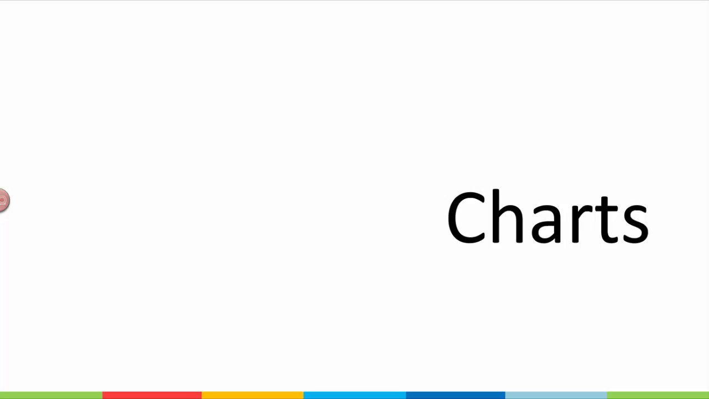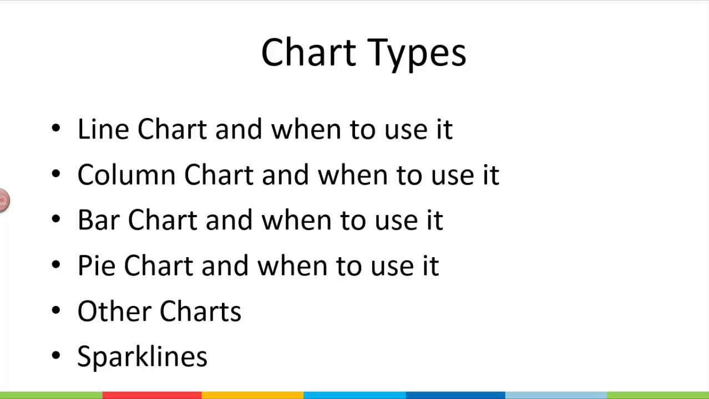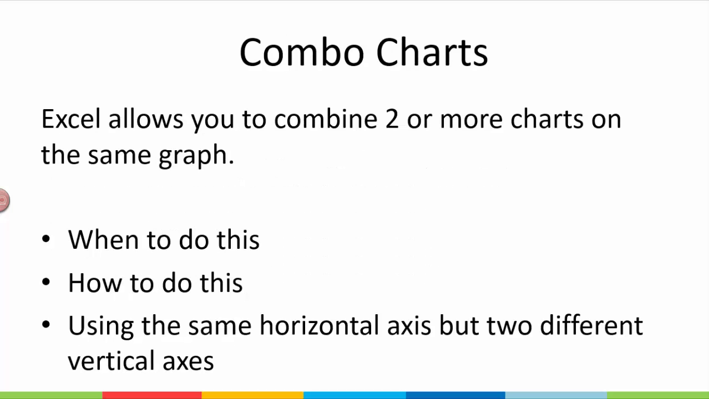Then we move on to charts. Excel has a lot of charts. In Excel 2007, 2010, 2013, there are about 11 chart types. Then in Excel 2016, we have additional 5 chart types. We'll be covering all of these chart types, and I'll be focusing more on the general charts used in business. So line chart, column chart, bar chart, pie chart. Then I also cover sparklines.